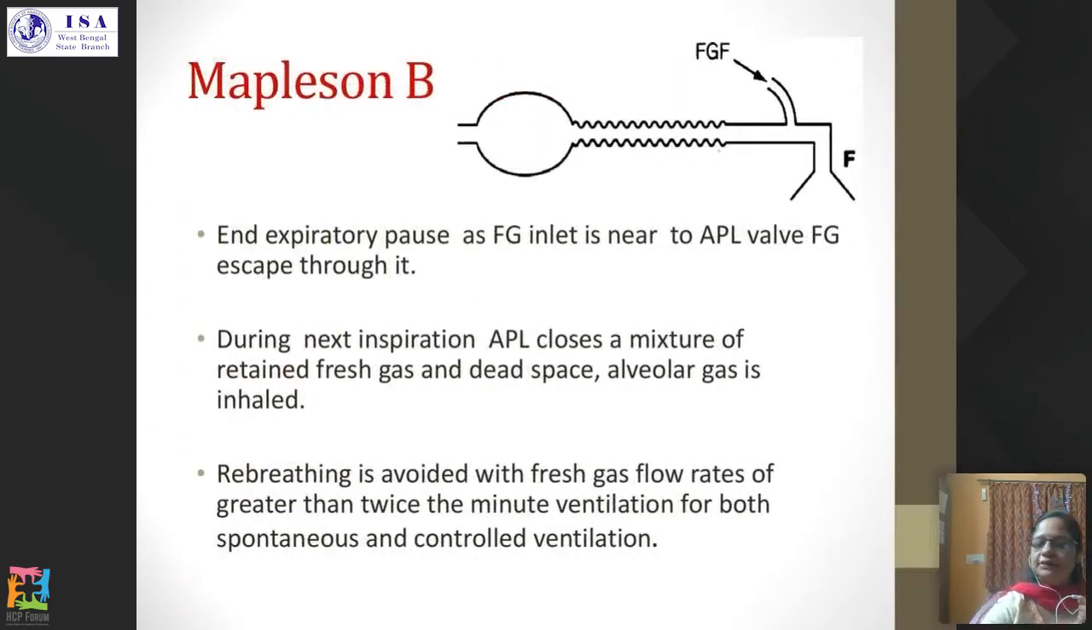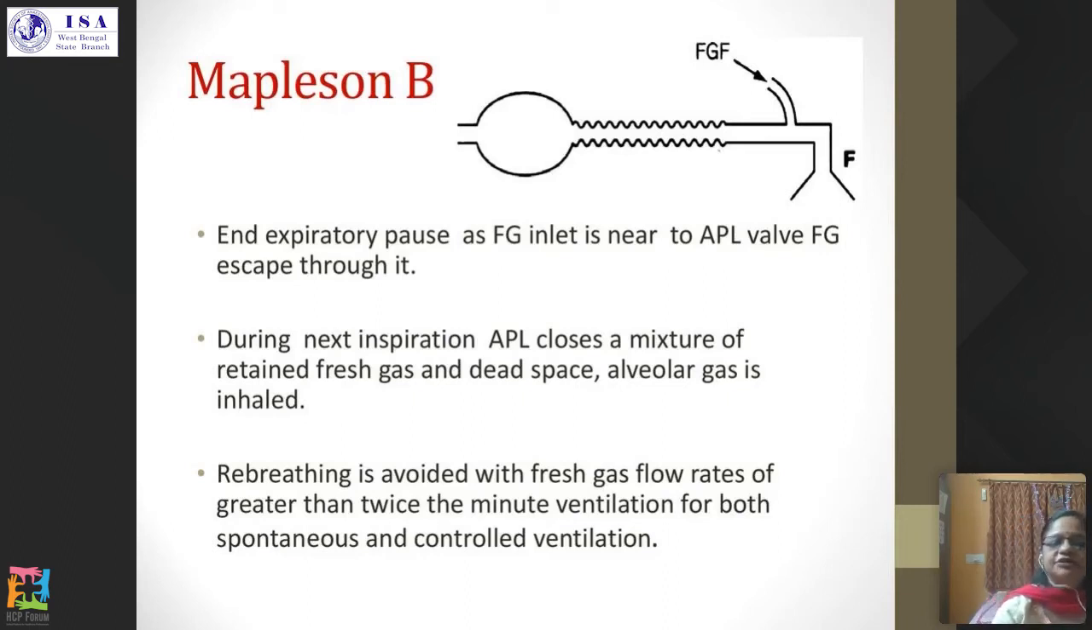Now it is Mapleson B. There is an end expiratory pause when the fresh gas inlet is near the APL valve and the fresh gas exits through it. During the expiratory pause, some fresh gas also expels through the valve as it is placed near the APL valve. During the next inspiration, the APL valve closes and a mixture of retained fresh gas, dead space and alveolar gas is inhaled.